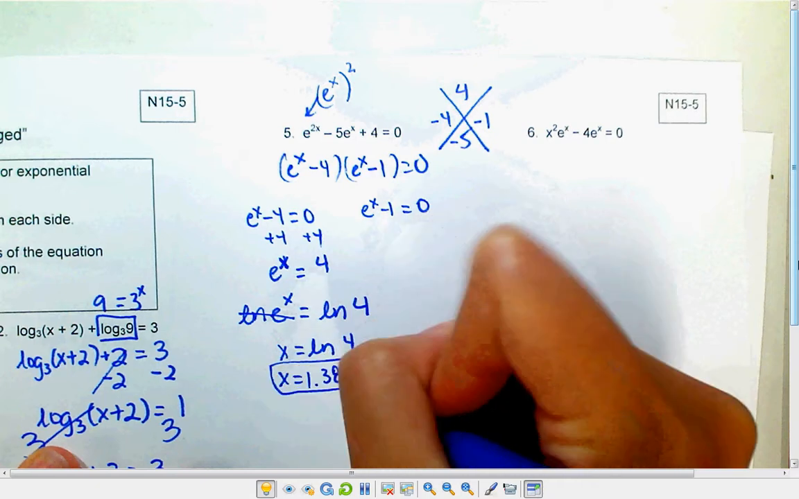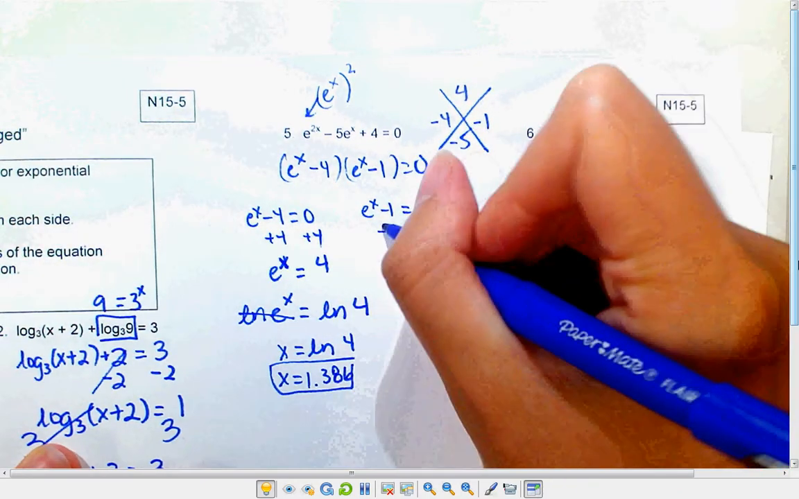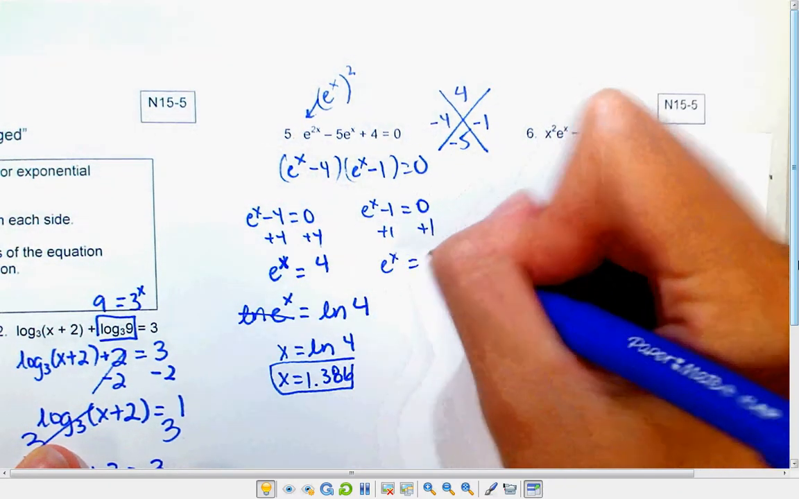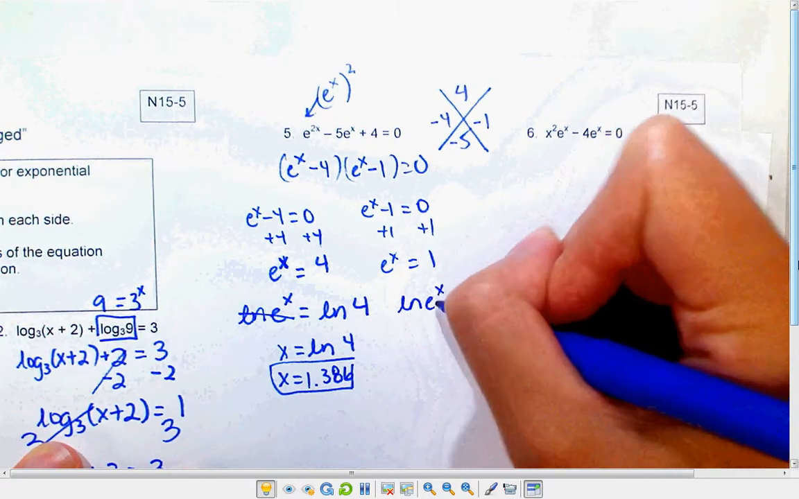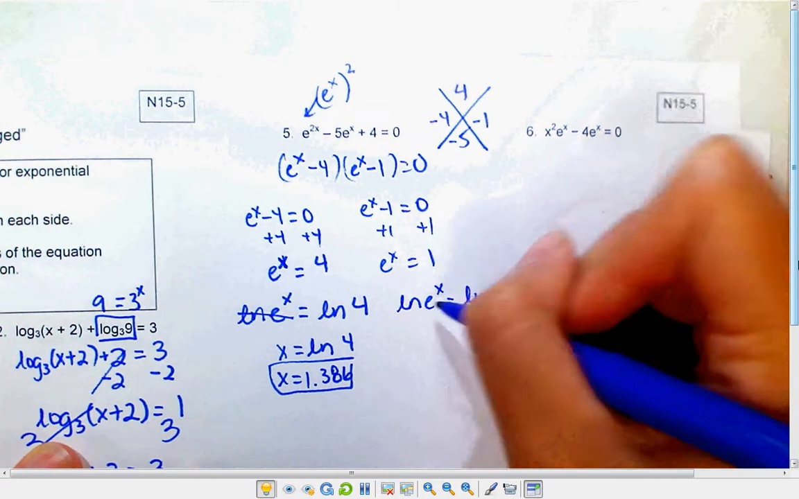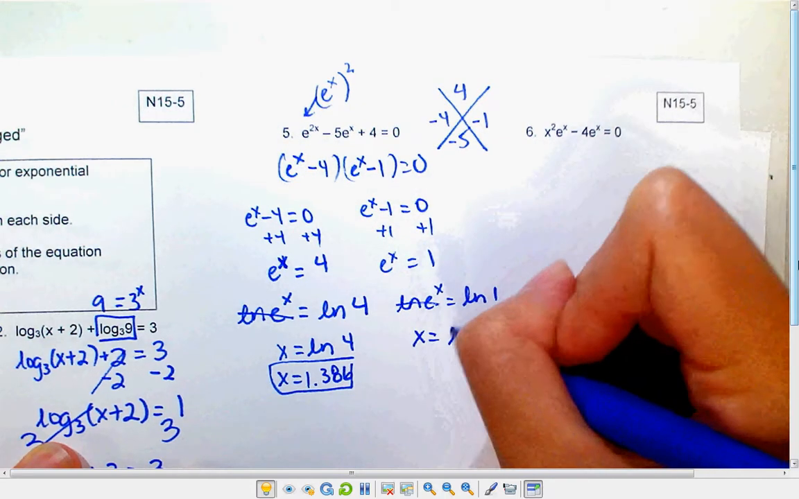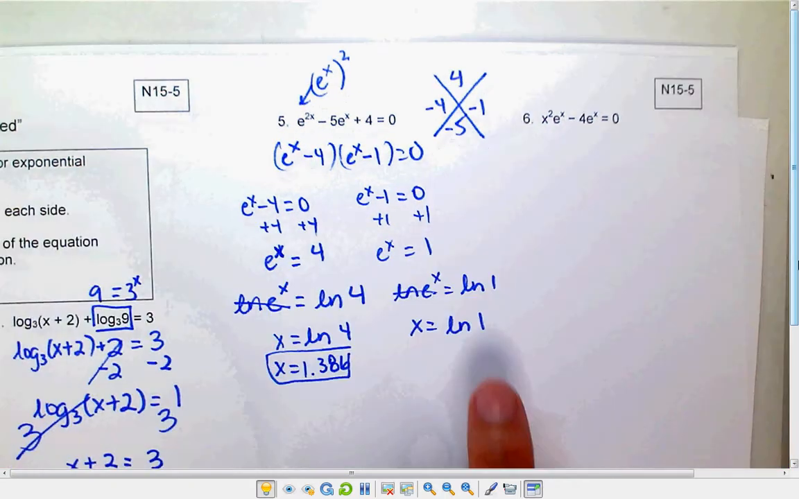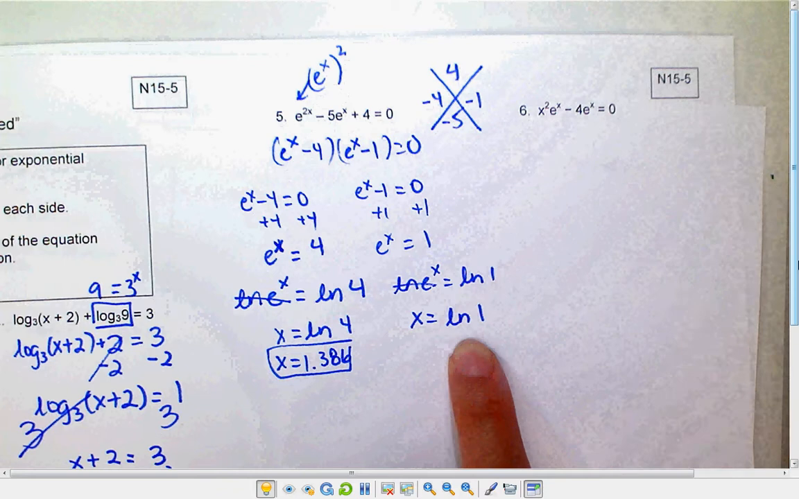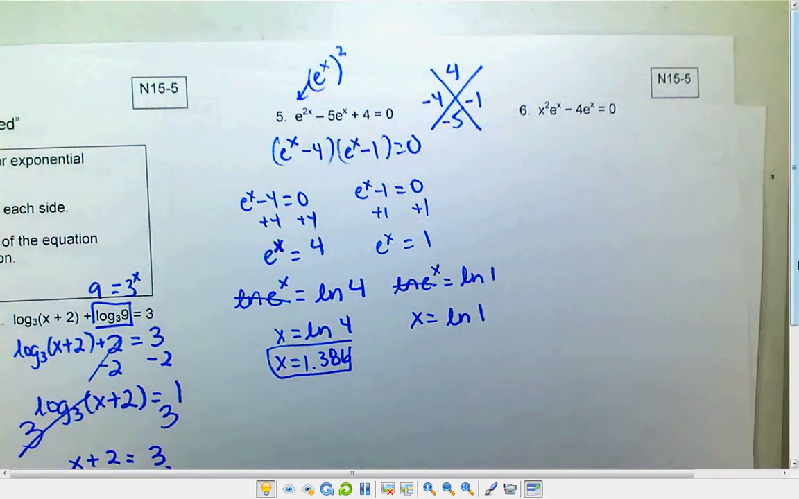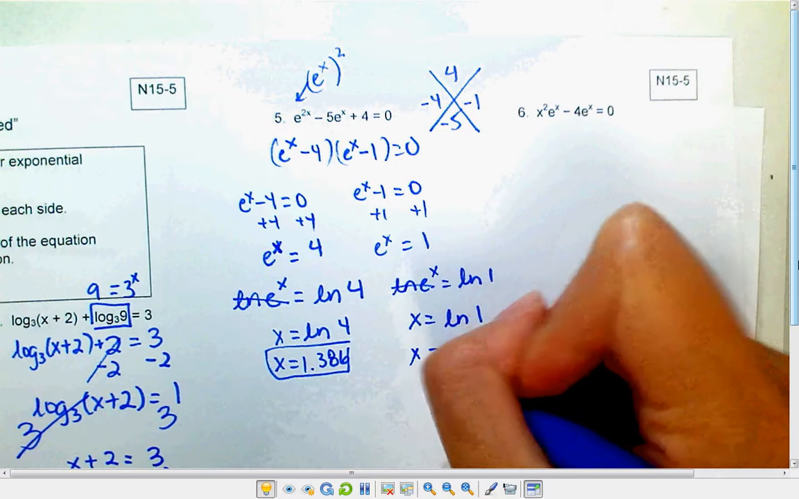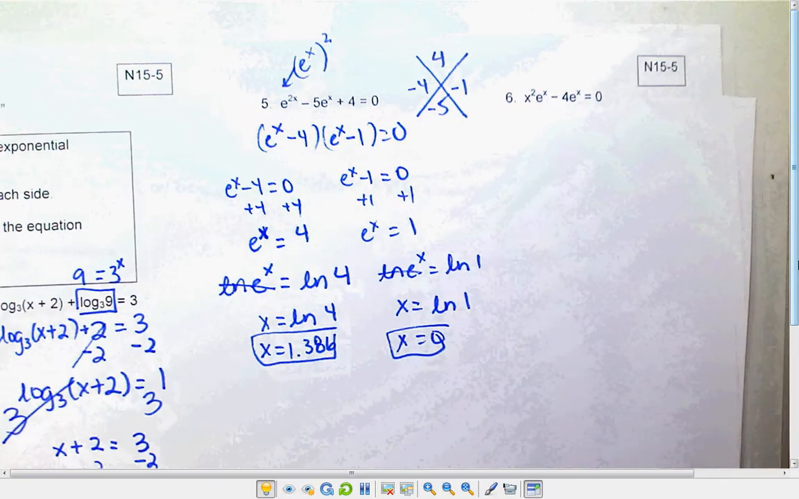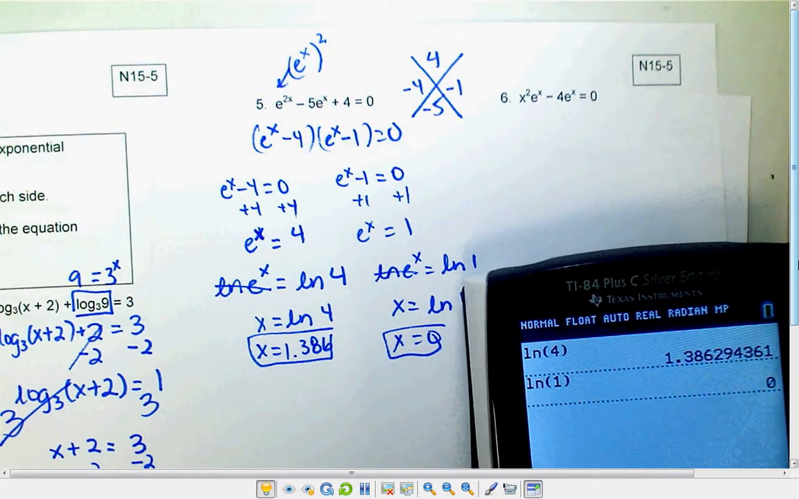So that's one answer. We're going to do the same thing over here. So plus 1, e to the x equals 1. Again, to get rid of the exponent, we're going to take the log, ln of both sides. We get x is equal to ln of 1. And we know already, e to what power gives me 1? E to the 0 power, right? Because anything to the 0 power gives me 1. So in this case, x is equal to 0. Or you could have typed into your calculator and found the same thing.